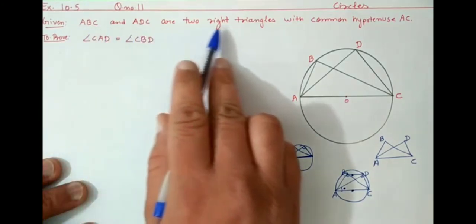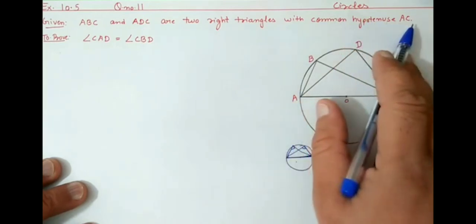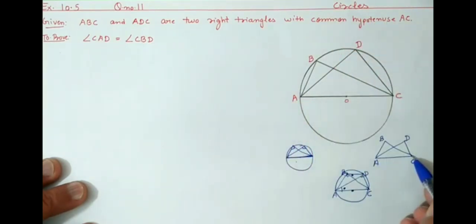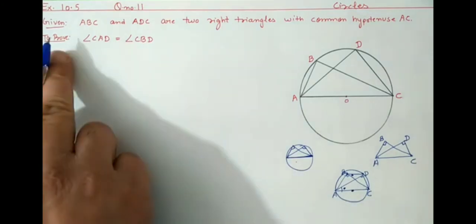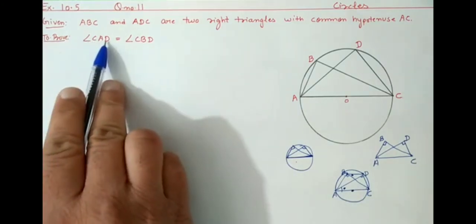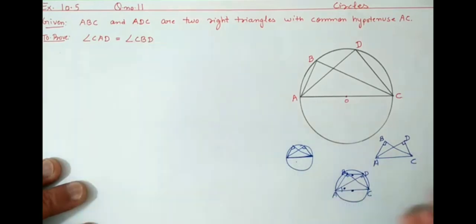Now let us discuss question number 11 from exercise 10.5. ABC and ADC are two right angle triangles with the common hypotenuse AC. Now we just try to draw the diagram, where AC is the hypotenuse and the angles ABC and ADC are formed. Now we have to show that angle ACD is equal to angle CBD. But for CBD we need to join BD. So we can find that these two angles are equal, but in general we cannot find it like this only.